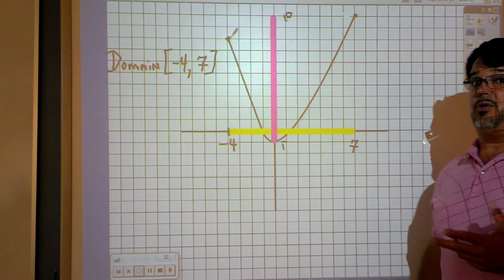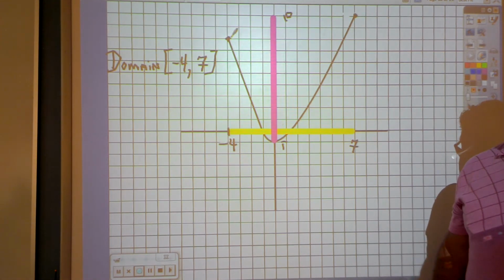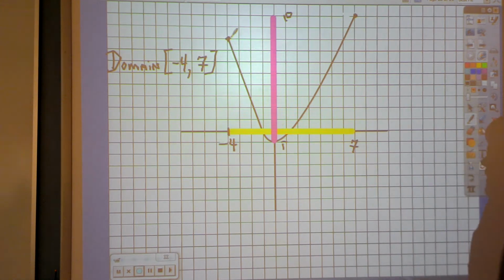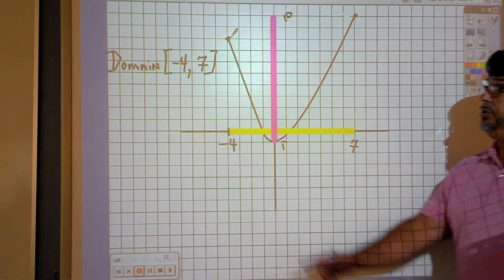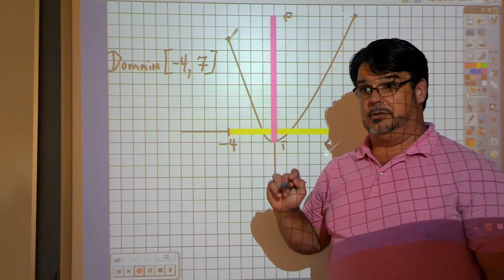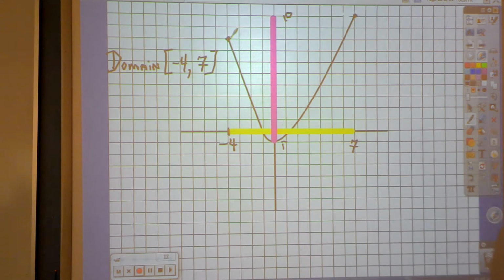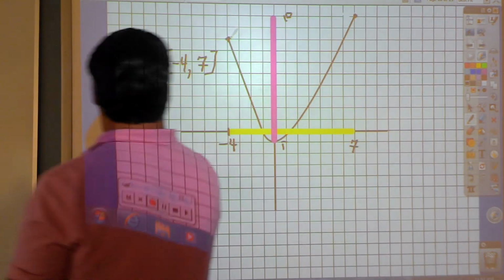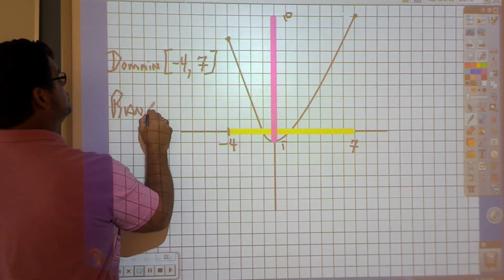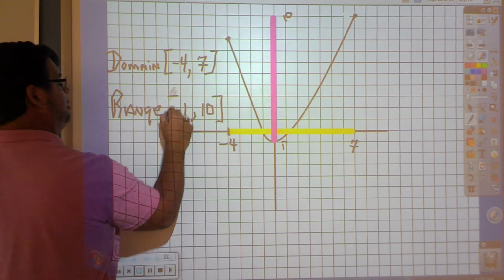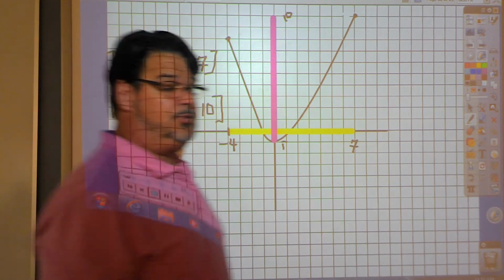What if it was arrows? Then it'd be -infinity to +infinity because it doesn't stop. We'll do one here in just a second. What if it's open circles? Then what would these be? Parentheses. So what's my range? -1 to 10. And that's how you do domain and range.